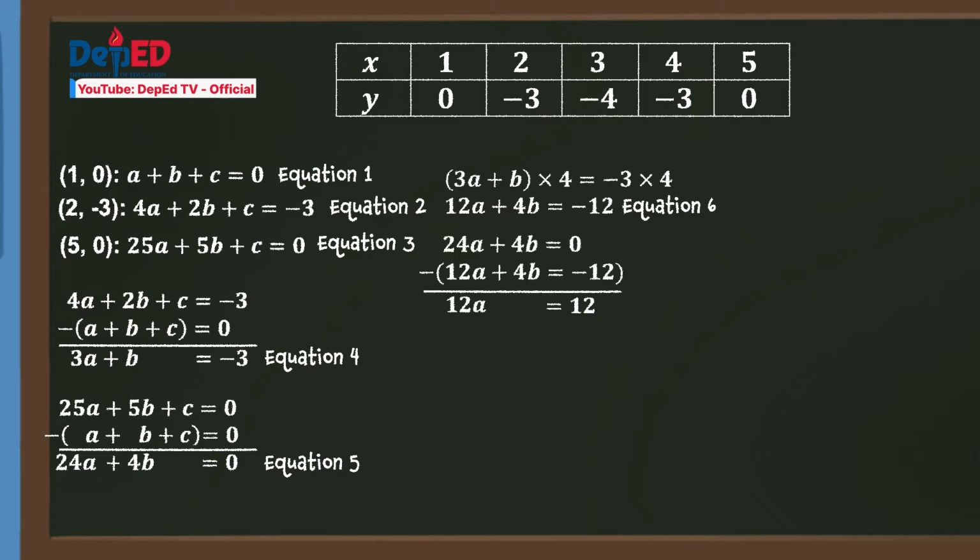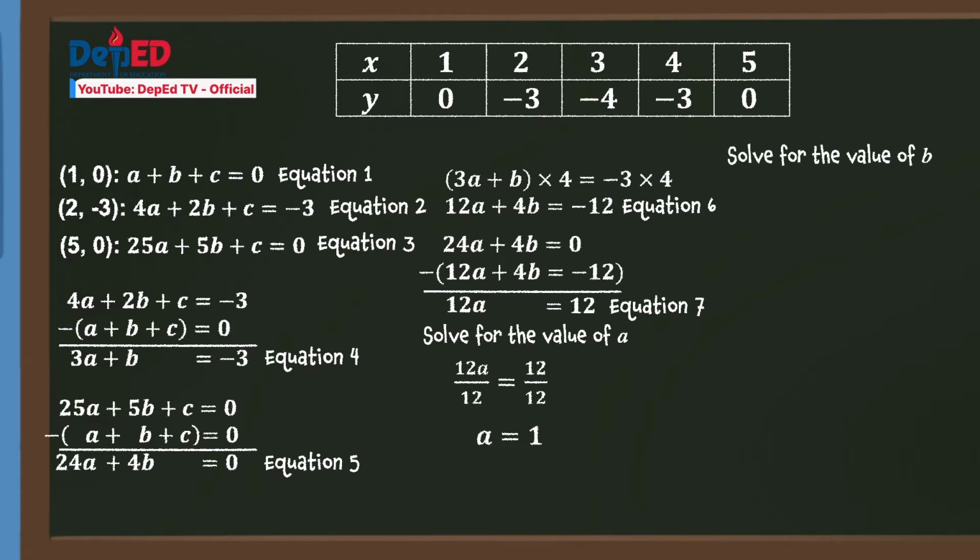We now subtract equation 6 from equation 5. Hence, equation 7 is 12a equals 12. Dividing both sides of the equation by 12, we obtain that the value of a is 1. Let's solve for b using equation 4.